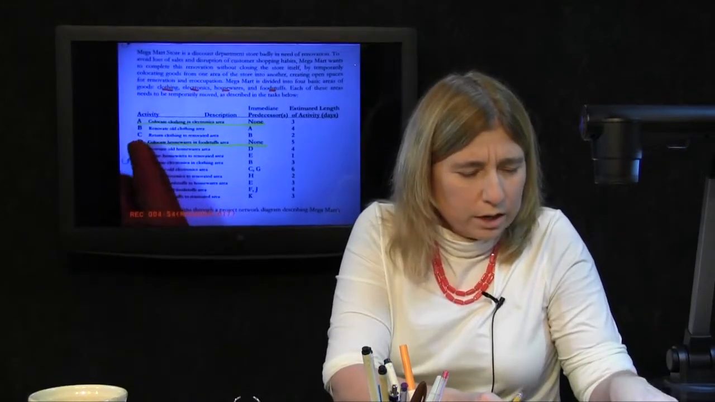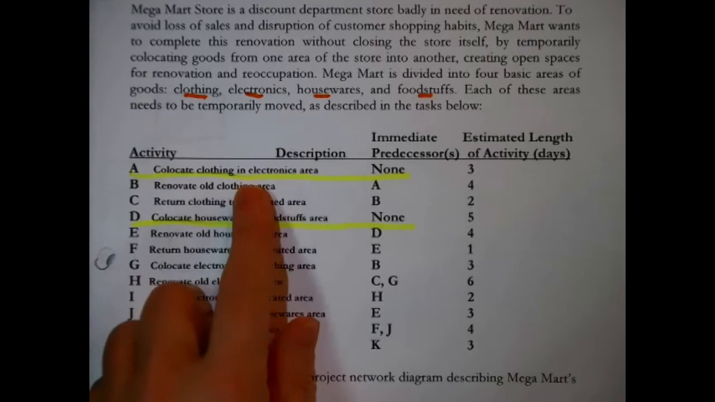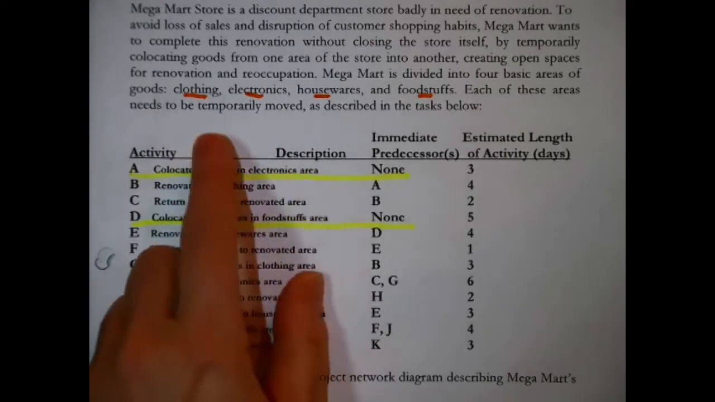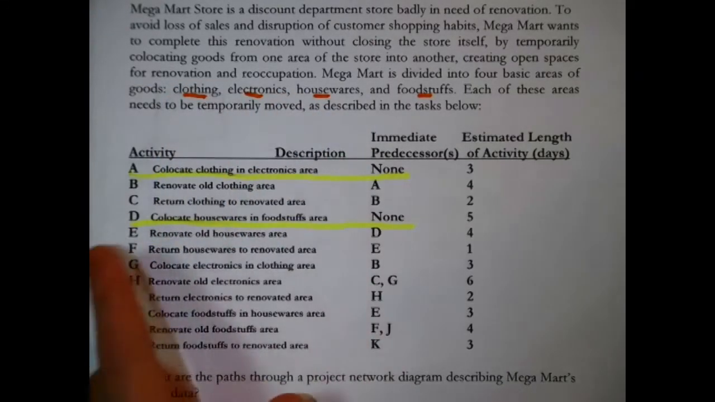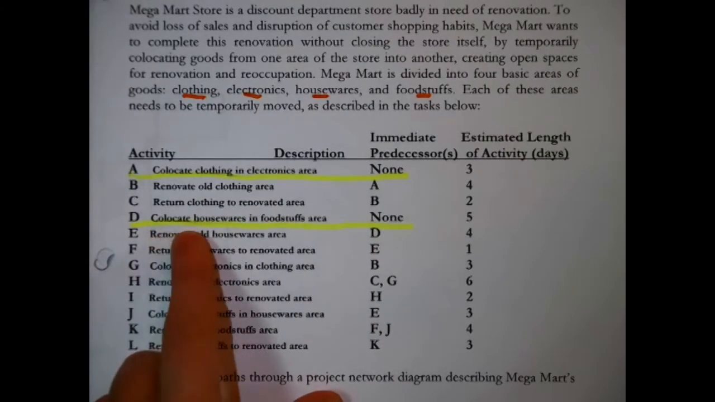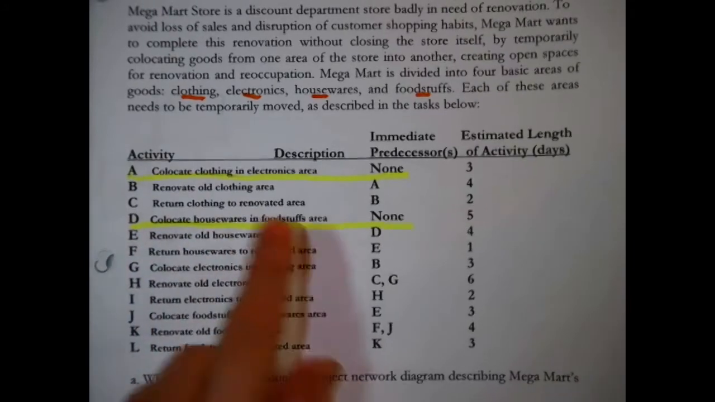Now, it's not strictly necessary to drawing the network, or to answering the question, how many paths are there through this network? But something about Mega Mart that would be handy later is that the tasks themselves have meaning. What is A? Co-locate clothing in the electronics area, which means take the clothing and move it to the electronics area. D, co-locate housewares into the foodstuffs area. Take housewares and squeeze it into the foodstuffs area.